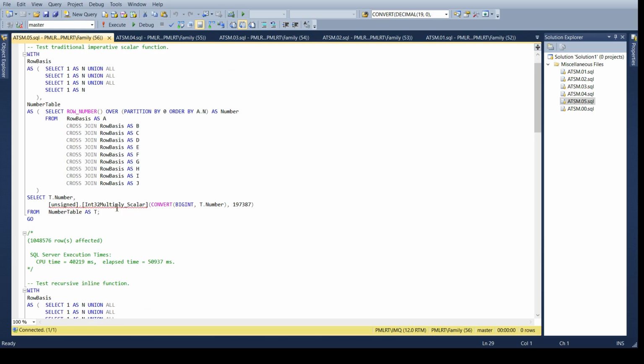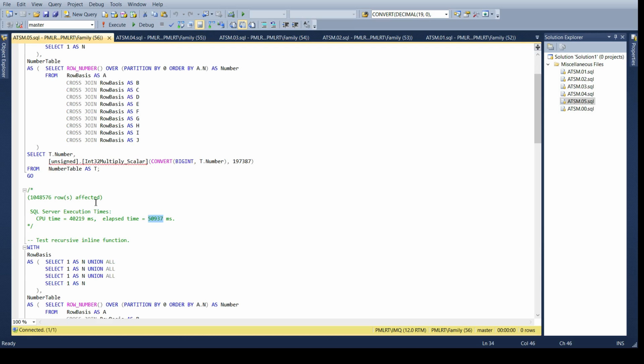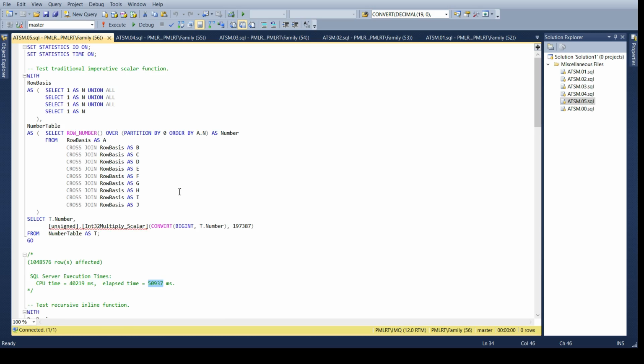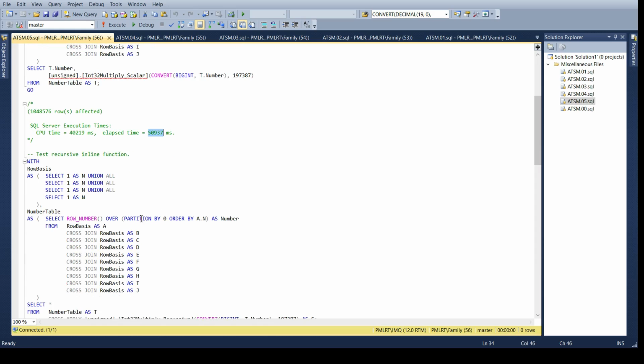When I do this with just the regular scalar, the imperative scalar function, it takes about 50 seconds to run that. This is one of the times that I got off that. So 1,000,000 rows, we don't have any basis for comparison yet, but 50 seconds, that's some time. But we're doing it on 1,000,000 rows. It's pretty good, maybe, but we don't know.